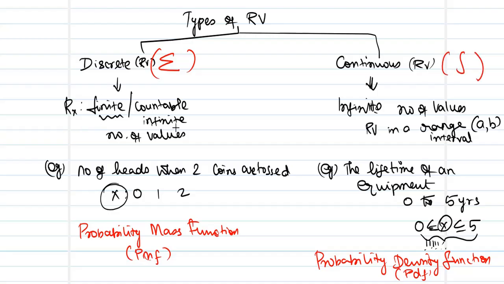As we saw, for a discrete random variable, summation of all the probabilities must be equal to 1, and for a continuous random variable, integration of f of x dx must be equal to 1 for the range space x, and this is for the range space i.